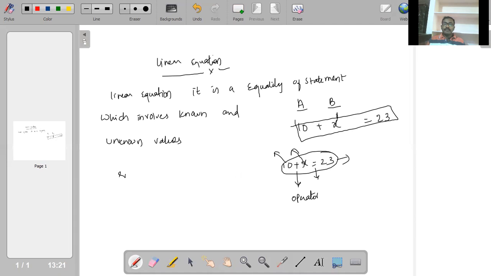The next topic is rules of finding the linear equation when the variable is not given. For example, the variable is the unknown value. For example, 10 plus x equal to 23. So how to find the value of x? The first method is called the trial and error method.